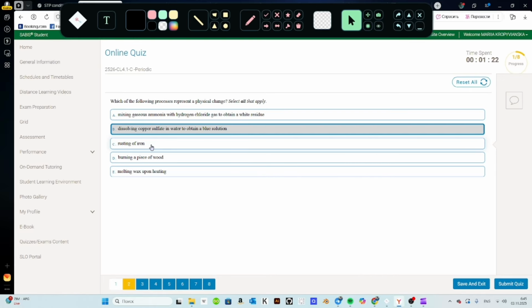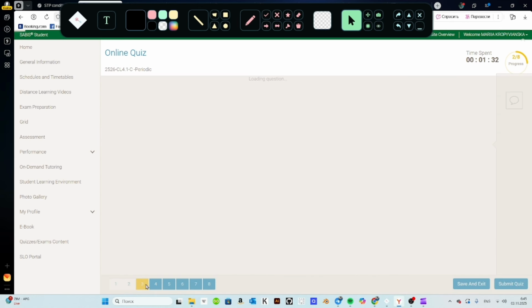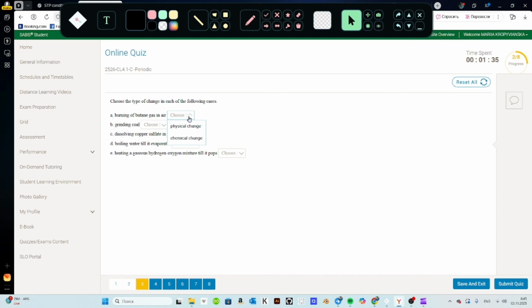Rusting of iron, we just established that it's a chemical change, so no. Burning a piece of wood, no. But melting wax upon heating, that's a physical change. Now, burning a gas in air, it's a chemical change. Grinding coal, physical change. Dissolving copper sulfate, that's a physical change. Boiling water, physical change. And heating whatever, it's a chemical change.